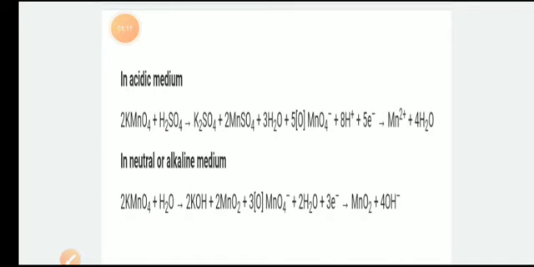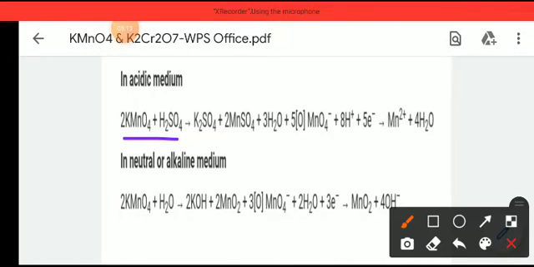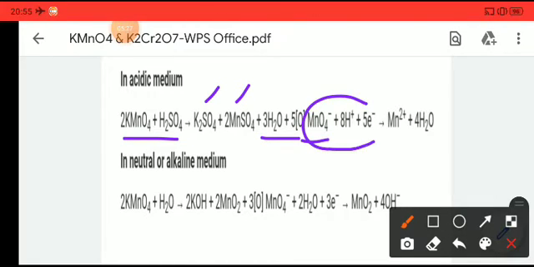In acidic medium, KMnO4 reacts with H2SO4, that is sulfuric acid. It will form potassium sulfate, manganese sulfate as well as water. The MnO4 minus, H plus and 5 electrons are balanced by the redox method to form Mn2 plus and 4H2O.